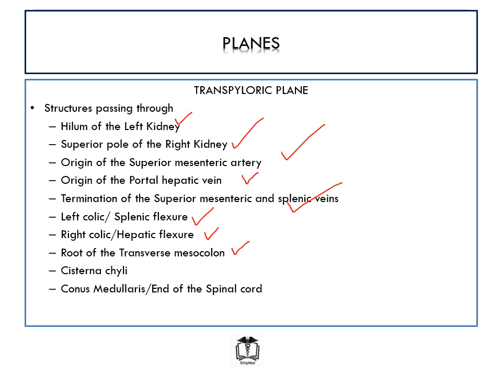The cisterna chyli, which is the termination point or the origin point of the thoracic duct, is found also at the transpyloric plane. And then finally, the end of the spinal cord, which is called the conus medullaris, is also located at the transpyloric plane.